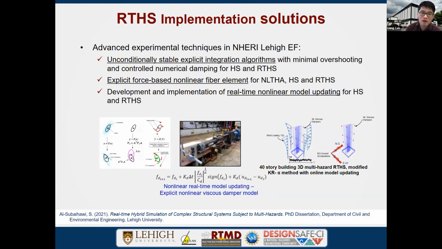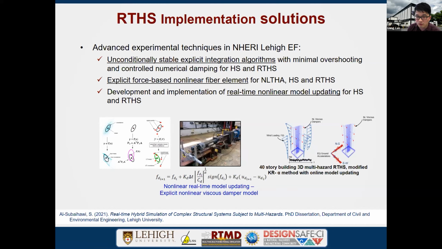Second, the third one is that we developed the ability to do real-time nonlinear model updating. For example, for high-rise buildings, you may want to retrofit the buildings and install dozens of nonlinear dampers. However, due to the lab space, you can only have a single or two physical dampers in the lab.